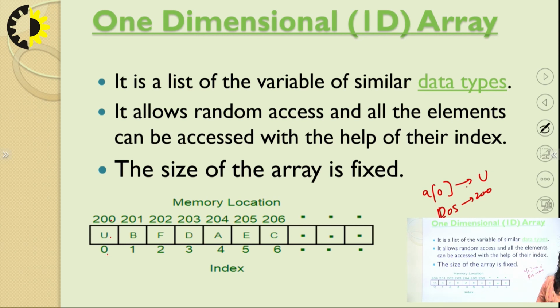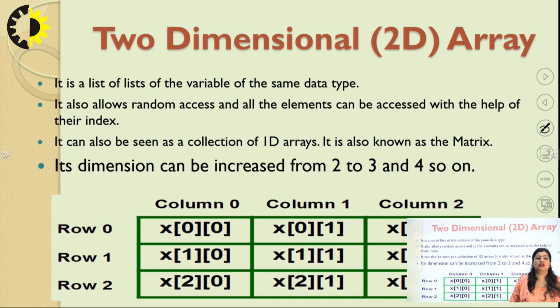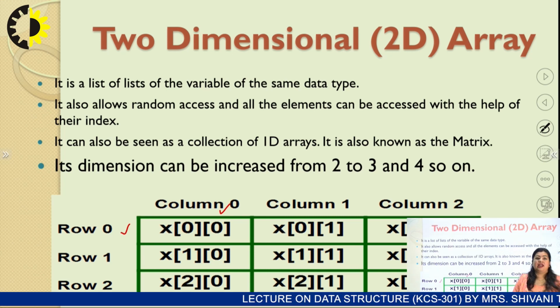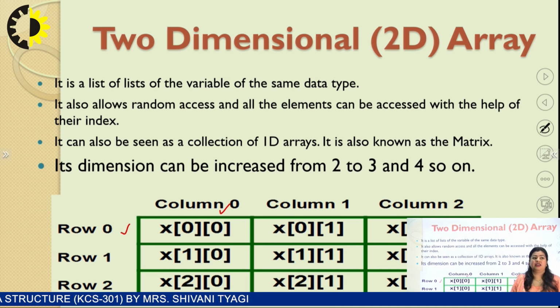Next is the two-dimensional array. Two-dimensional means it uses two subscripts, row and column. It is a list of variables of the same data type. The elements must be of the same data type. If it is an integer array, it uses integers, and if it is a character array, all the values are characters. And random access is possible, all elements can be accessed with the help of their indexing value.